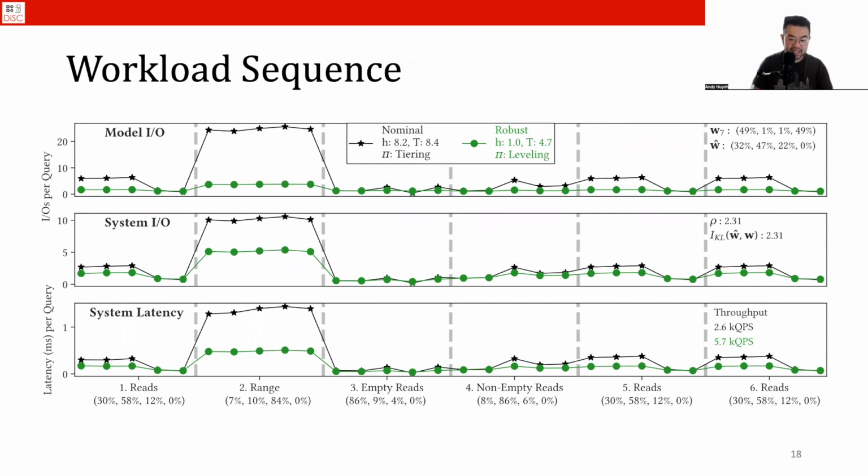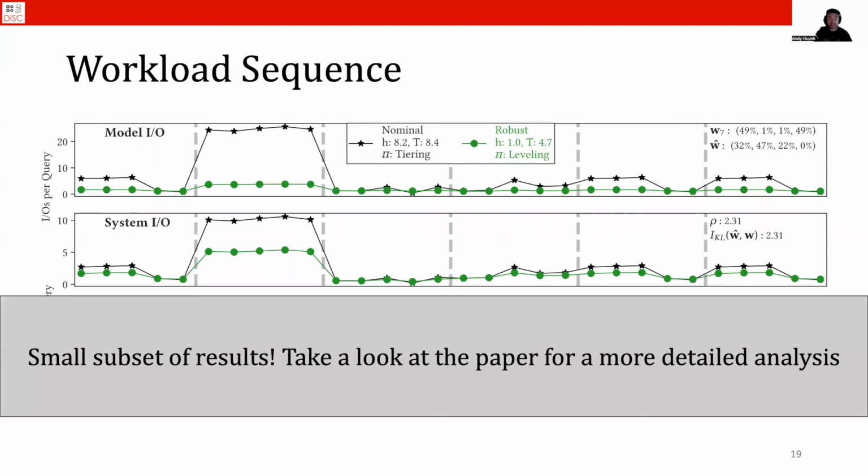And lastly, this IO savings translates very well into query latency, right? So we can see an average throughput increase of almost 120%. Note that this is just a small subset of our results. If you'd like, take a look at the paper for a more detailed analysis.